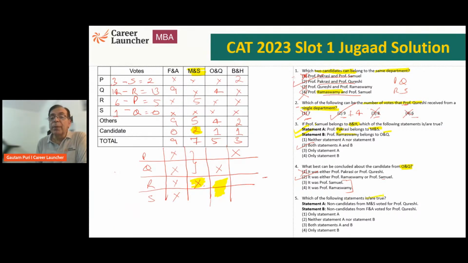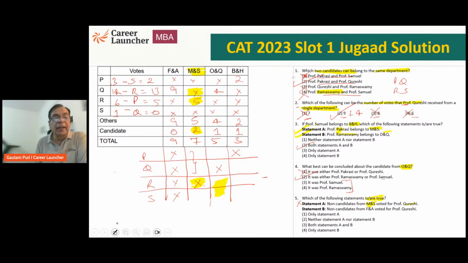Question number 5. Which of the following statements are true? Statement A, non-candidates from MS voted for Qureshi. Non-candidates from MS voted for Qureshi? No. Non-candidates from MS voted for Ramaswamy. That means statement 1 is incorrect.